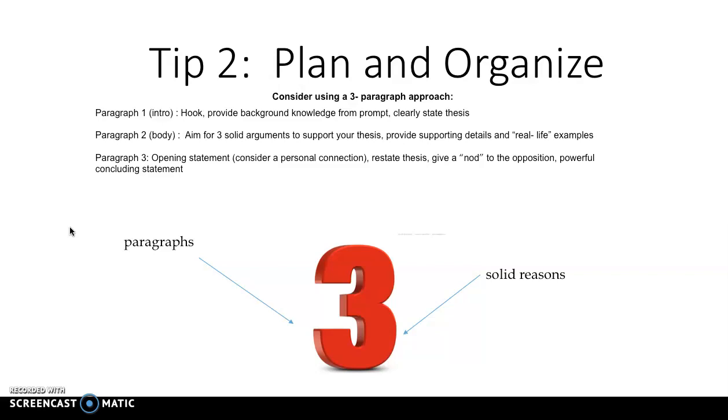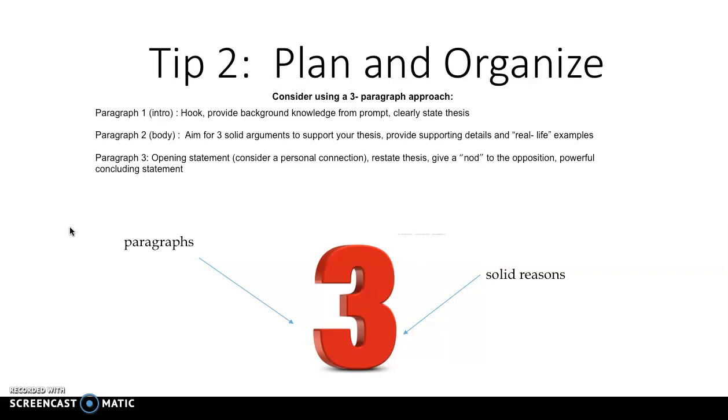Then reread the prompt. Are your supporting details relevant? Make adjustments and rewrite your thesis if necessary. You should spend no more than 5 to 7 minutes on the task of organization. I like a paragraph approach for this essay.